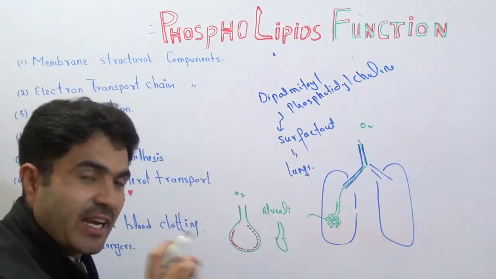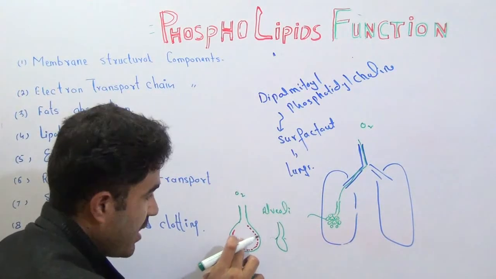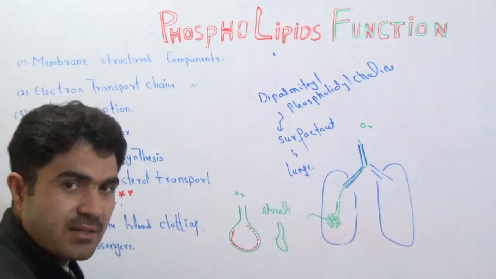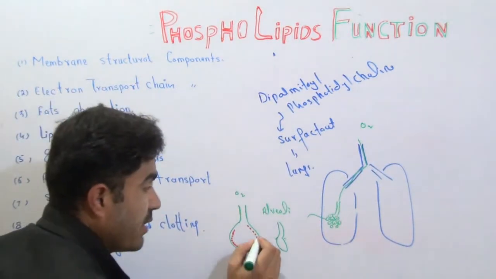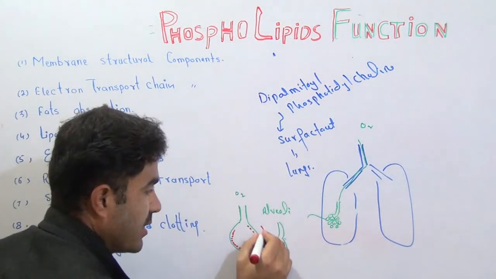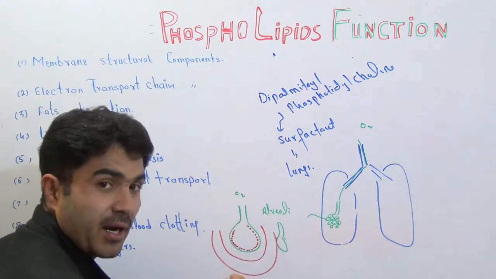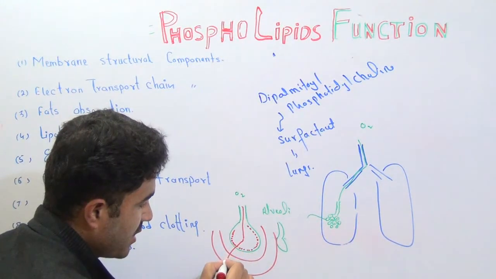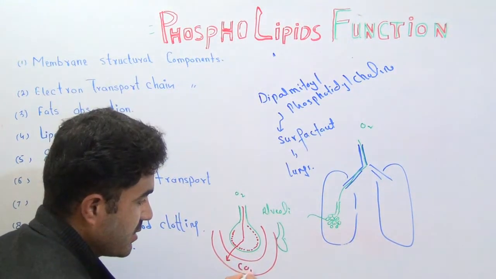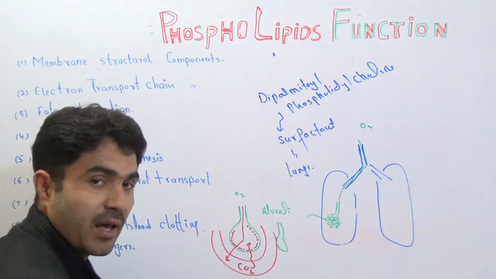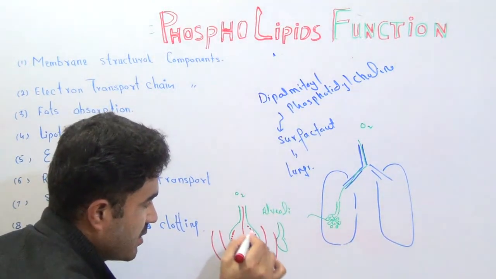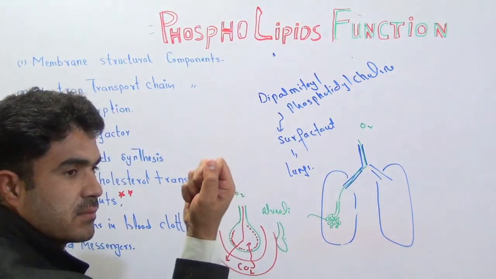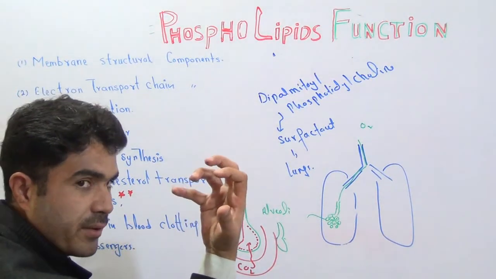And if the child has this surfactant, then the size of this bulb will remain expanded and the air will come in and out easily. You know very well that around the alveoli there is blood. So what happens when oxygen comes here? That oxygen will leave the alveoli and come to your blood, and carbon dioxide will leave the blood and enter into the alveoli. So this surfactant helps the alveoli not to collapse, and the alveoli will remain open.